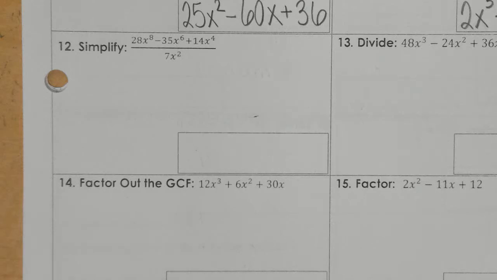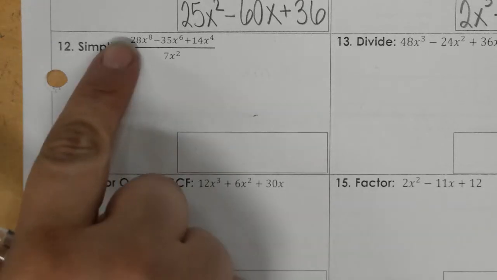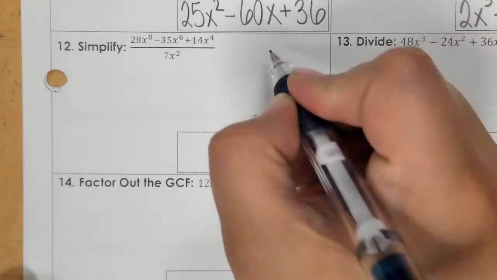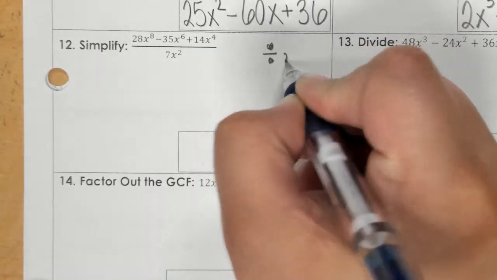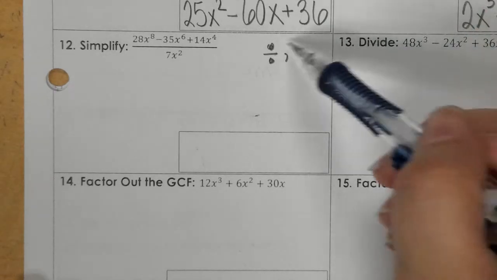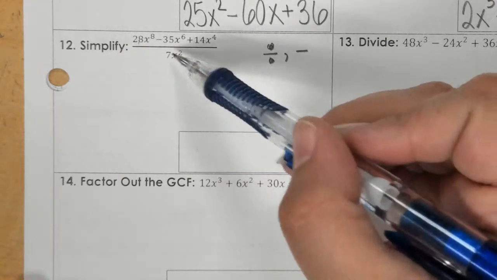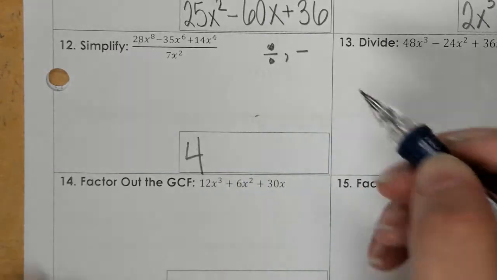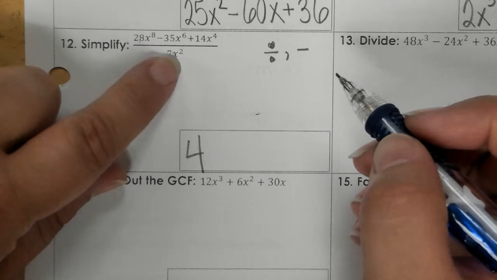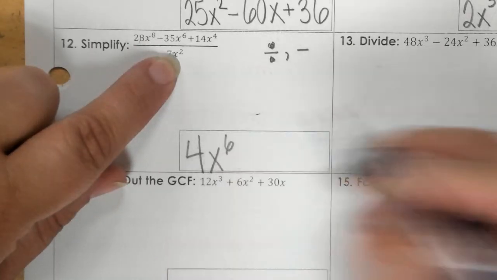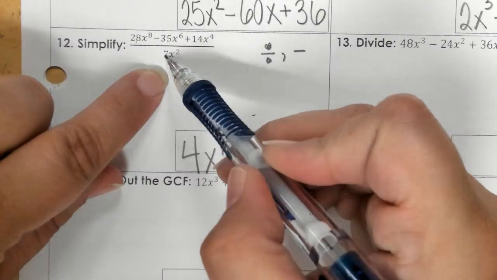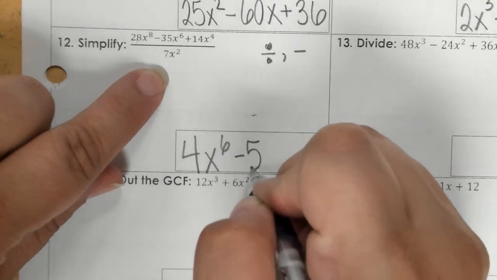For number 12, we are going to divide and subtract exponents. So divide the big numbers, like 28 divided by 7 is 4. But then we have to subtract x, so 8 minus 2 is x to the 6th. Negative 35 divided by 7 is negative 5.